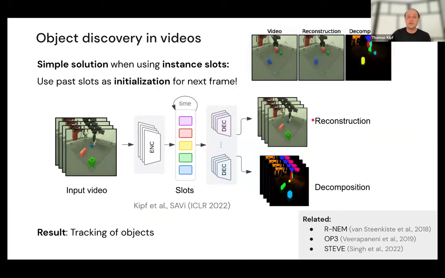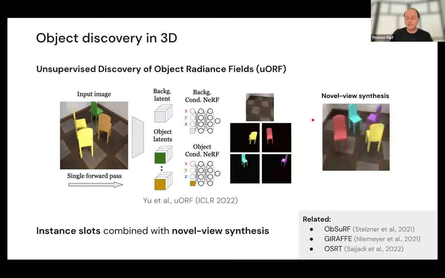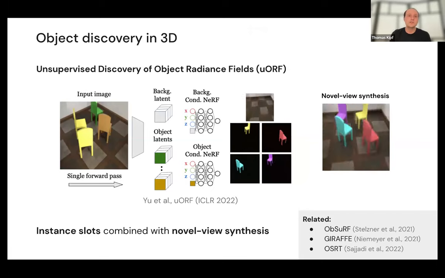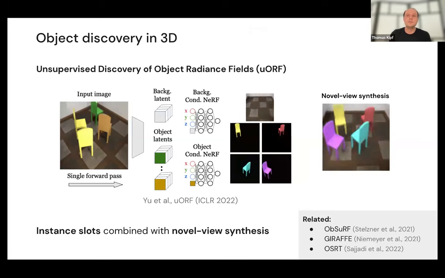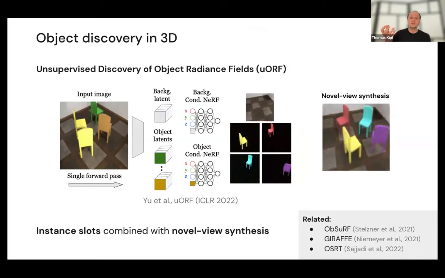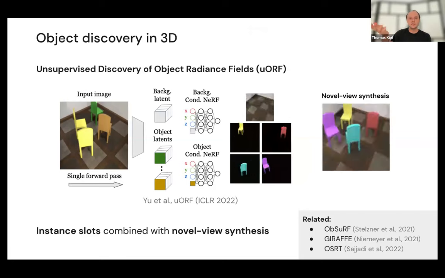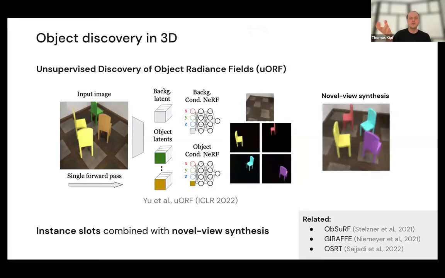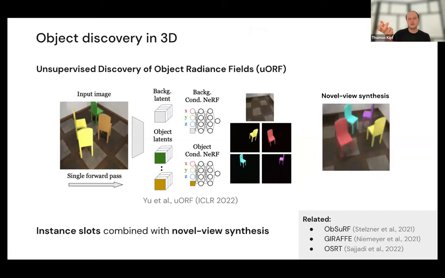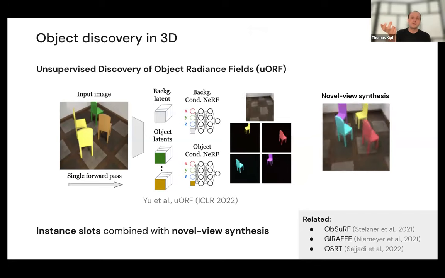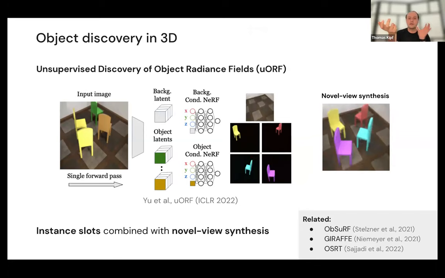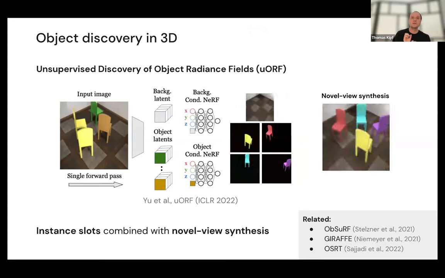Now, the same trick applies for 3D. Again, instance slots are very beneficial because they're decoupled from the input grid. That means no matter from which perspective you observe a scene, those slots will stay in place, and so you can ground them in various different observations of the scene.